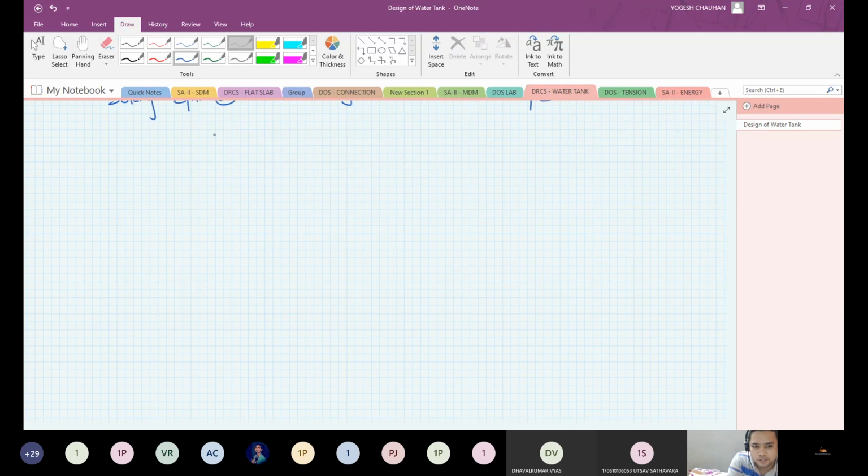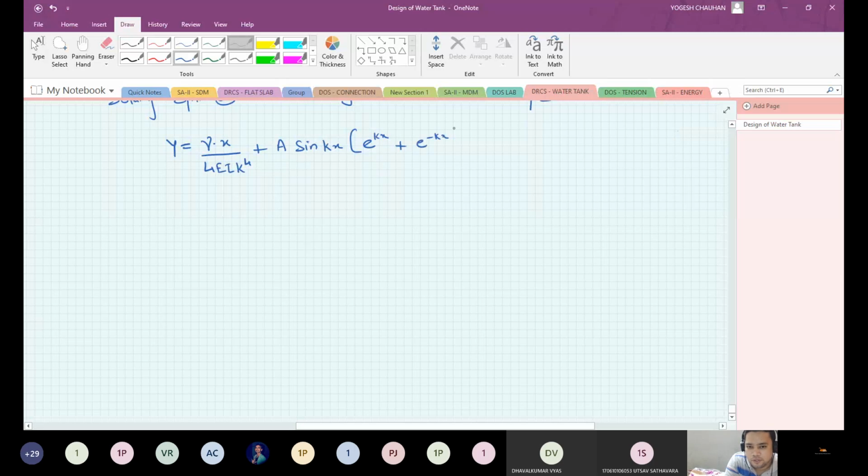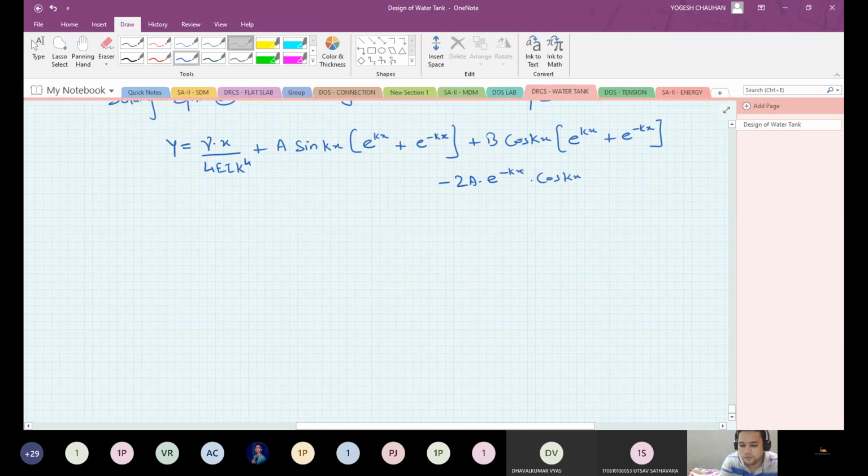So your y now becomes y is equals to gamma times x divided by 4ei k to the power 4 plus a sin kx into e raised to the power kx plus e raised to the power minus kx, plus b cos kx into e raised to the power kx plus e raised to the power minus kx, minus 2a e raised to the power minus kx cos kx. Okay, so this is the final expression.